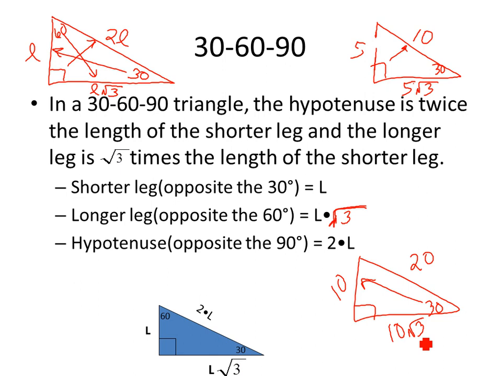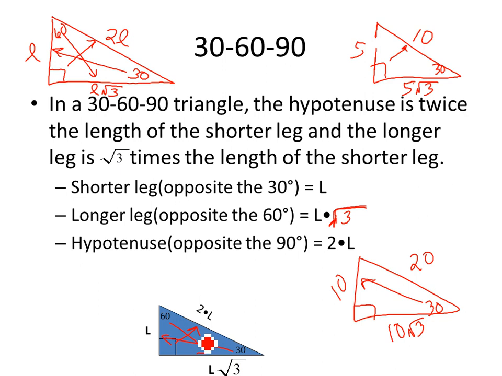So every single time, if you see one of these, first thing you should do, label it. That side should be labeled L, that side L radical 3, that side 2L, to help you out if you're getting confused. That's what's going to help you. I don't want to say you have to, because maybe that confuses you more, but if you're getting confused at all, then I would want you to go through and label it, because I think that's going to help you.